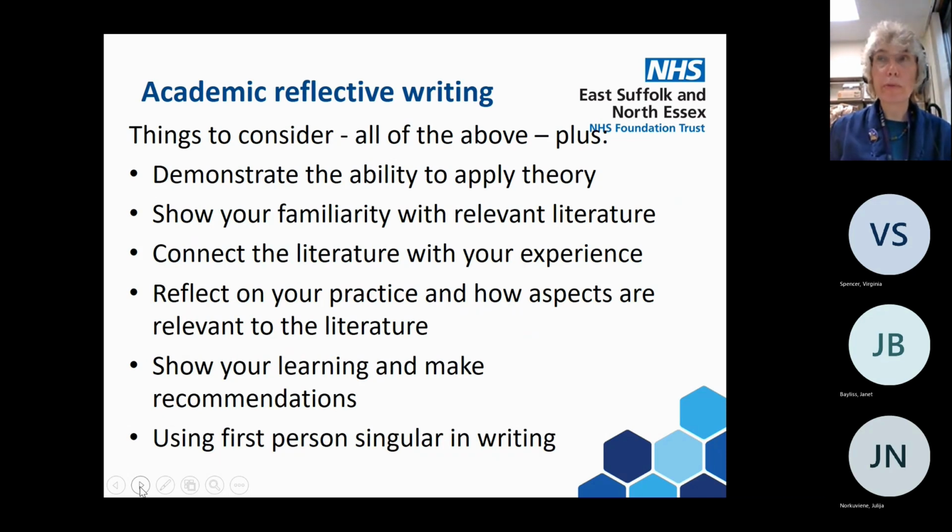Anyway, now I'm just finishing up here with academic reflective writing, where you have all of what was talked of above, plus some other things. With academic reflective writing, you have to demonstrate the ability to apply the theory and also show your familiarity with the relevant literature. It's really important to connect the literature with your experience. Reflect on your practice and how aspects are relevant to the literature. And if you use a particular model of reflection, then yes, you will need to cite that model and have it in the reference list.